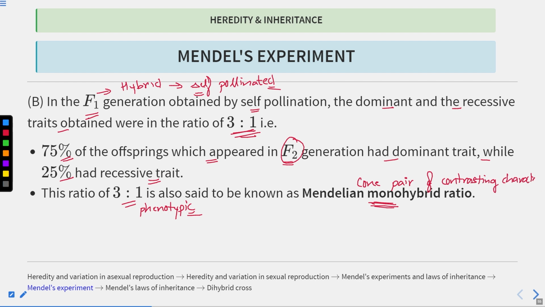Clear? Okay, again if you talk about the height only, so you can say capital T cross with small t. So here only one character, height, is taken in the monohybrid cross. Clear? Here the hybrid, or F1 generation, will be capital T and small t. So this is the F1. Clear? Then selfing of F1 is done. Clear? And a ratio of 3:1 is obtained in the F2. We'll talk about how 3:1 is obtained in the F2.